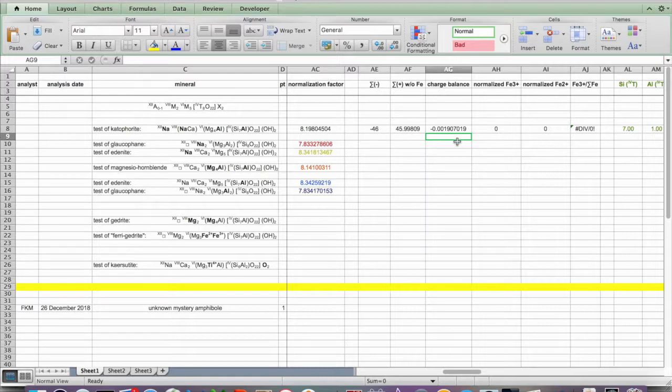Okay. So this is our little section on the charge balance. I'm going to pause the video here, and then we are going to move on to the remainder of the site fillings, now that we know what the iron 2 and iron 3 numbers are, even though for our first amphibole here those numbers are 0, but later on those will show up.